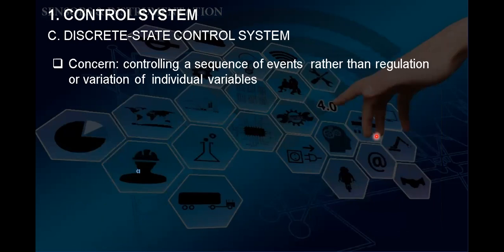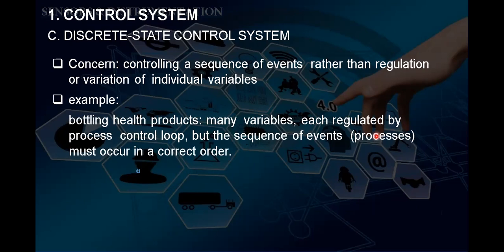Okay, some discrete state control systems. First is the process control system, then the servo mechanism, and then there's the discrete state control system. Discrete, by the name, refers to digital values. The concern is controlling a sequence of events rather than regulation or variation of individual variables. What it means is talking about yes or no, it exists or it doesn't exist, it is here or it is not here. Example: bottling of products. There are many variables here, each regulated by a process control loop. Again, there is a control loop, but the sequence of events must occur in the correct order. So this is what happens in a discrete state control system.